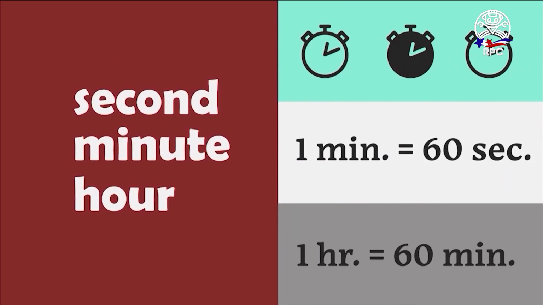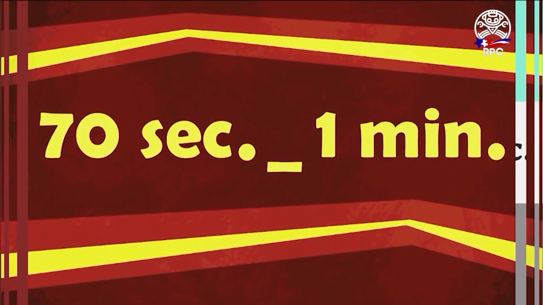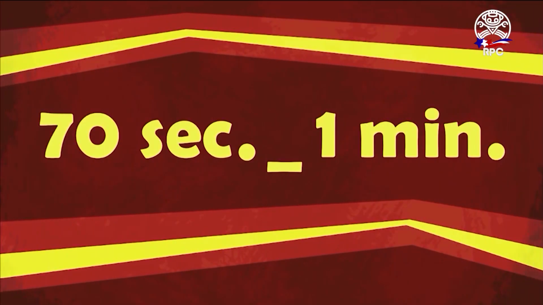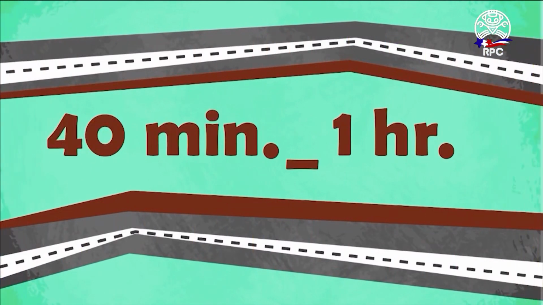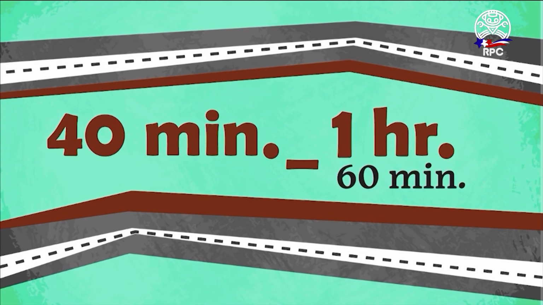Knowing how many seconds are in a minute or how many minutes are in an hour can help you compare amounts of time. For example, which is a greater amount of time, 70 seconds or 1 minute? Since 1 minute is 60 seconds and 60 is less than 70, 70 seconds is the greater amount of time. Which of these is greater, 40 minutes or 1 hour? Knowing that 1 hour is 60 minutes and 60 is greater than 40, you can easily say that 1 hour is the greater amount of time.